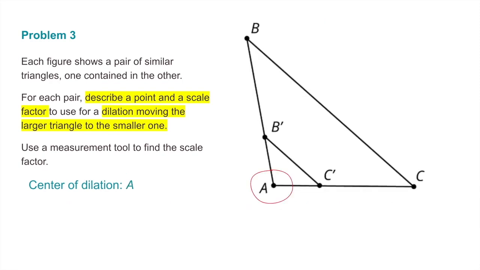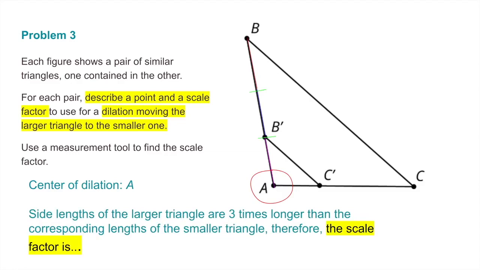The center of dilation is point A. The side lengths of the larger triangle are 3 times longer than the corresponding lengths of the smaller triangle. Therefore, the scale factor is 1/3.